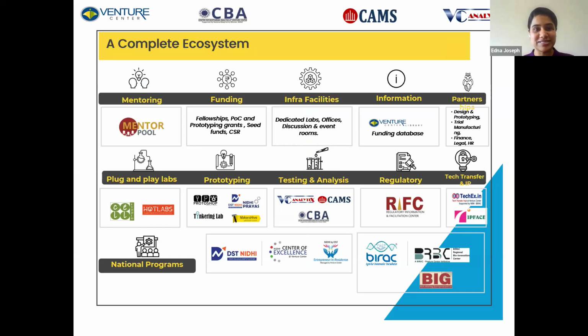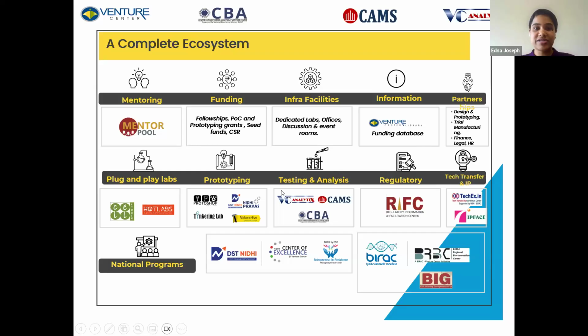So, what does this ecosystem comprise of? We have various components of this ecosystem. We provide mentoring services. Then funding, where we connect to various funding agencies. We have the infrastructural facilities, which comprise dedicated labs, offices, and various funding databases, and we have partnerships with different agencies who provide design and prototyping facilities. Then we have manufacturing facilities, finance, legal, HR, and so on and so forth.